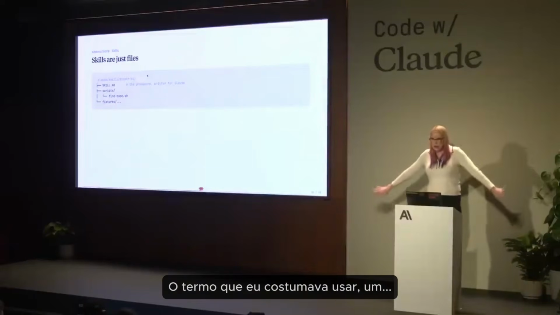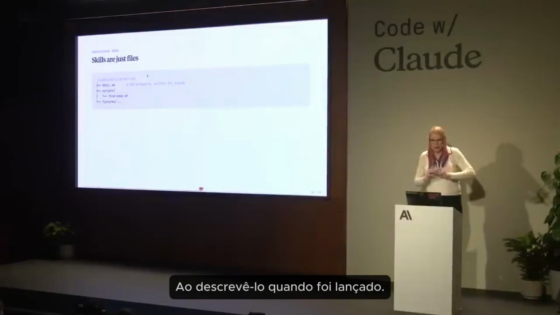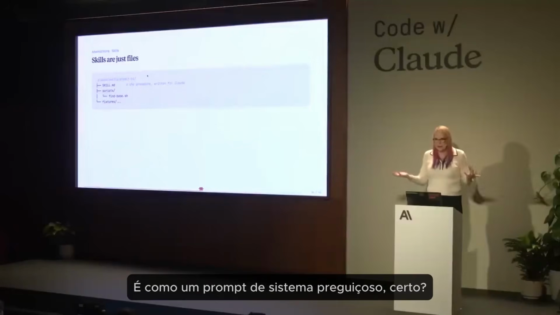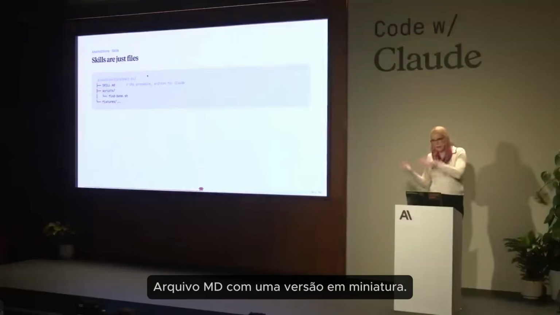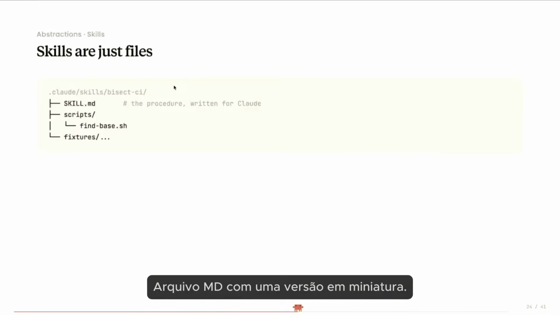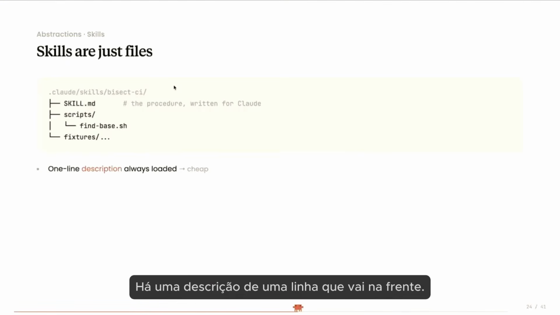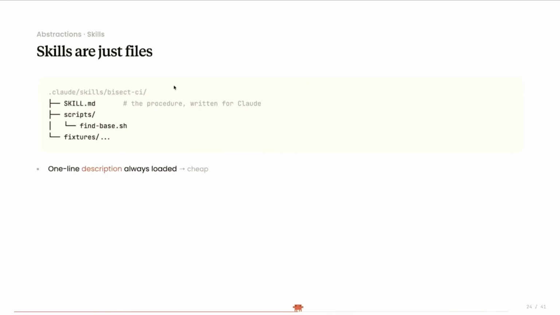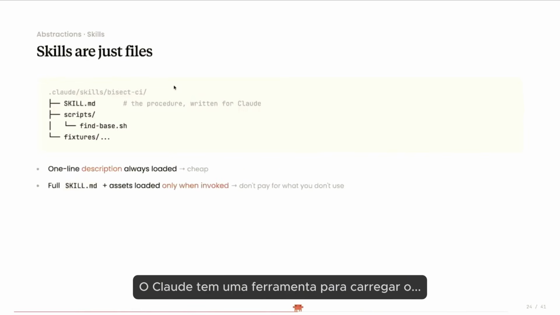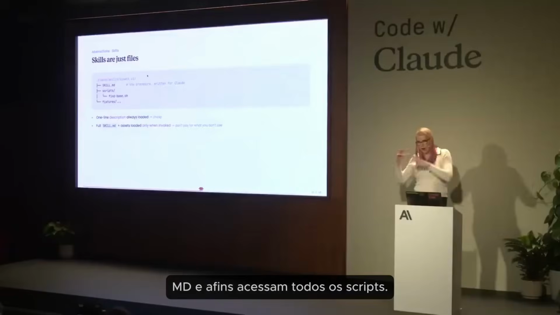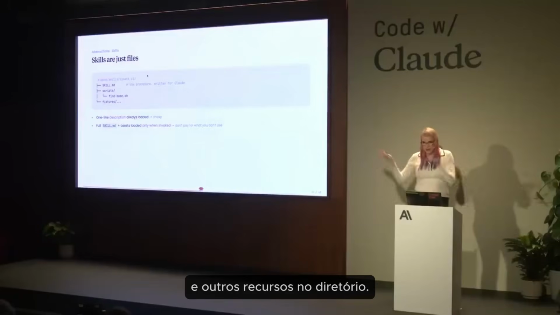The term I used to use when describing it when it first came out is that it's like a lazy system prompt, right? It is a Claude.md file with a miniature version that tells Claude when it should read that file. There's a one-line description that goes in the front matter that ends up getting put into the system prompt. And Claude has a tool that it can use to load the full skill.md and get to all of the scripts and other resources that are in the directory.